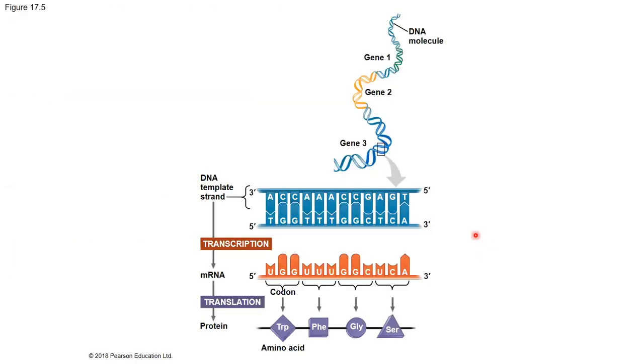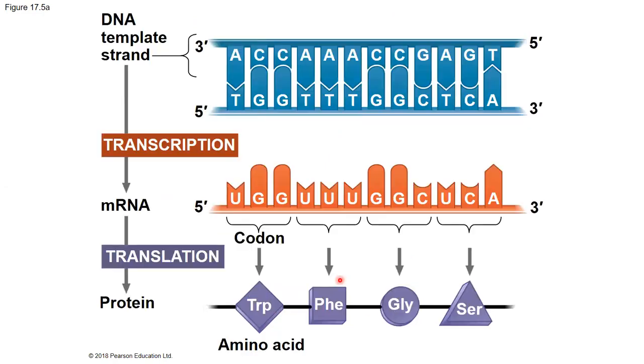Now, this figure shows how the triplet code or the genetic code in DNA is converted into a genetic code in the form of mRNA. Then the mRNA is translated into a code made of amino acids to form a polypeptide. Imagine this is a gene. First of all, DNA is double-stranded, mRNA is single-stranded.